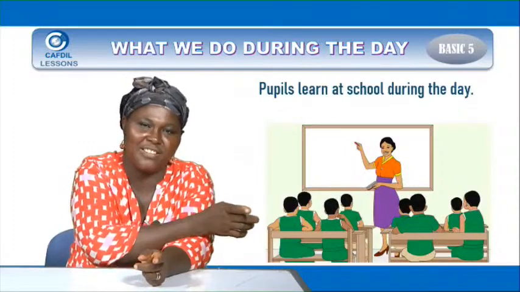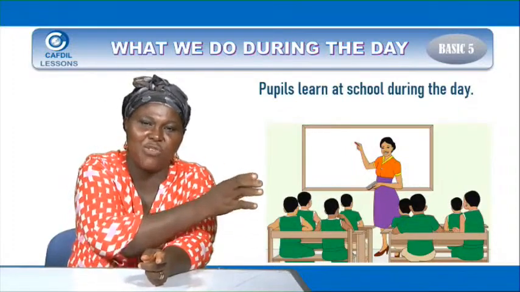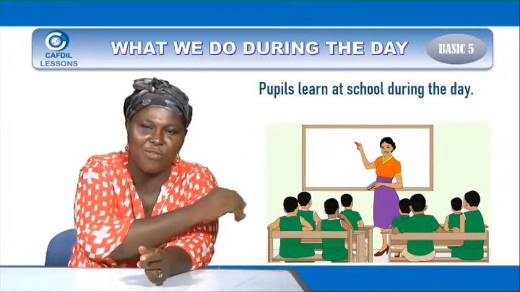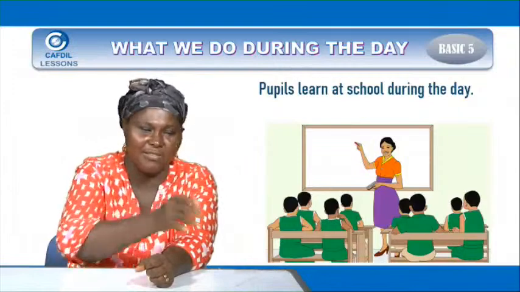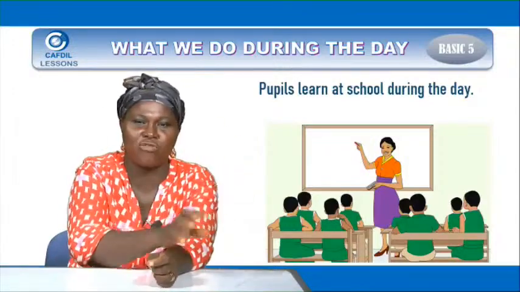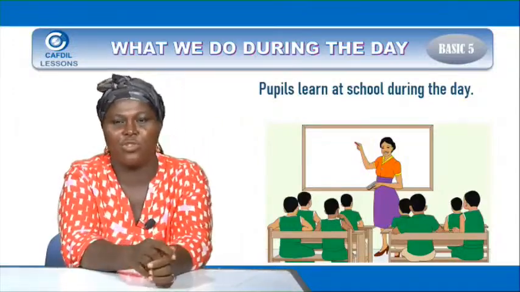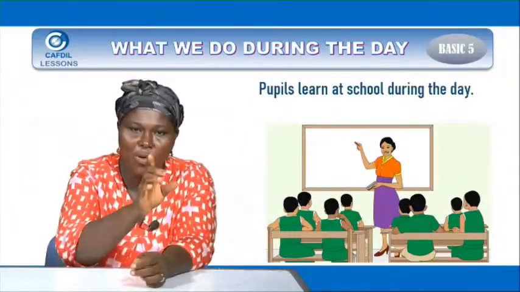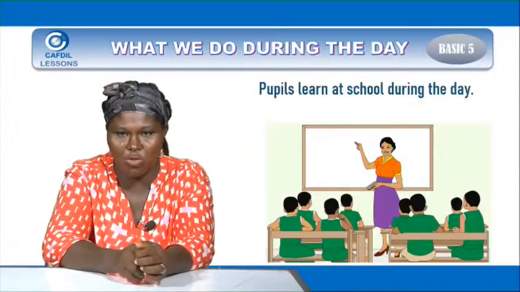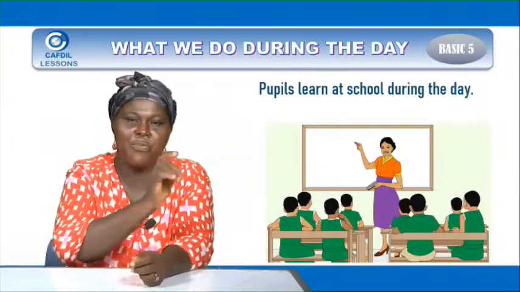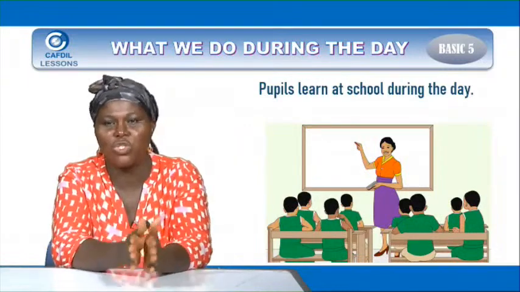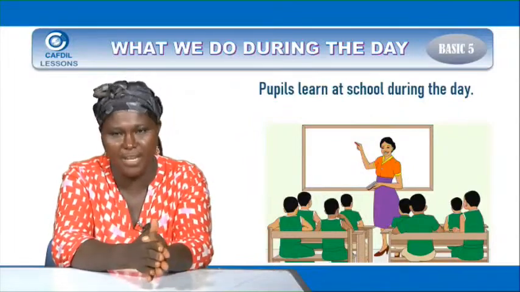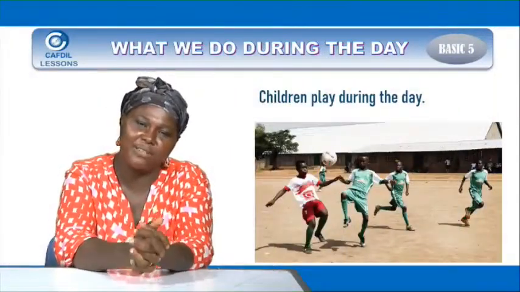What are they doing? Look at the learners. They are learning, and the teacher is in front of them. They can all see everything in the classroom on the board. So it's daytime. You can see everything. So people learn at school during the day. So this is what we can do during the day. Let's look at another one.